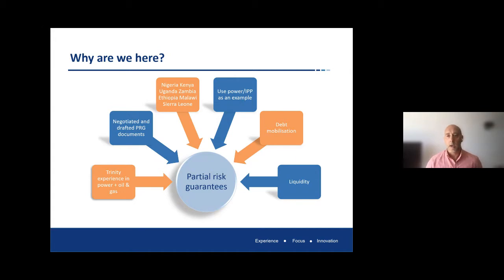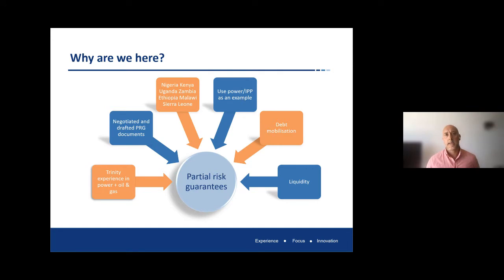The liquidity product is a guarantee that benefits an issuing bank that is going to issue a letter of credit on behalf of the off-taker, so the entity purchasing power in an IPP. And the benefit of that is that the off-taker need not offer cash collateral to that issuing bank, because the issuing bank will rely upon the fact that it's getting a guarantee from the AAA rated World Bank Group.